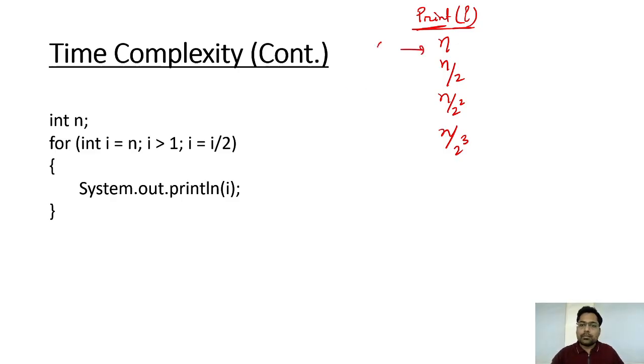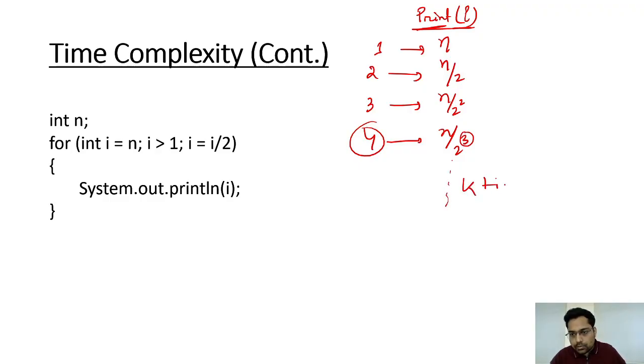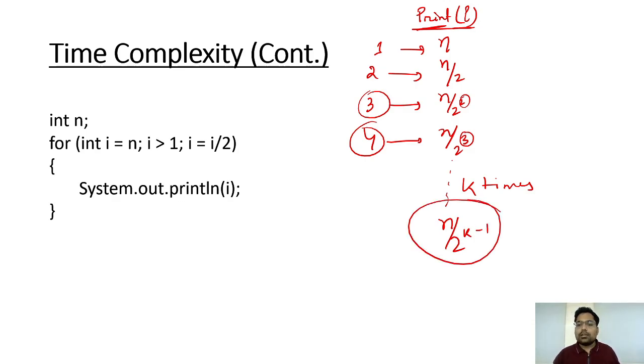So the first time, the second time, the third time, the fourth time. For k times suppose you are running, so it will be n by 2 to the power k minus 1. This is the output that you're getting for k times, but the number of times that you are running exactly is the time complexity. You are not going to solve anything, just the number of times you are running.